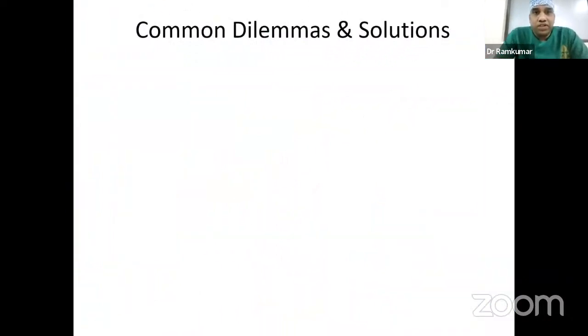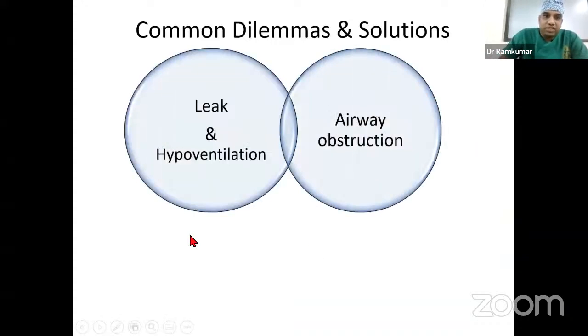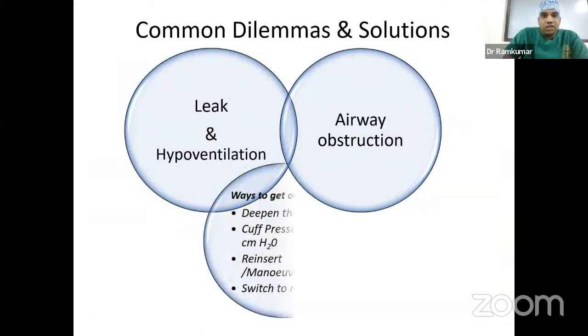After seeing all these devices, let's troubleshoot the problems. The common dilemmas of using a supraglottic device are leak or hypoventilation, and the next is obstruction, where you're not able to ventilate, there's high airway pressure, and ventilation is almost nil or reduced.